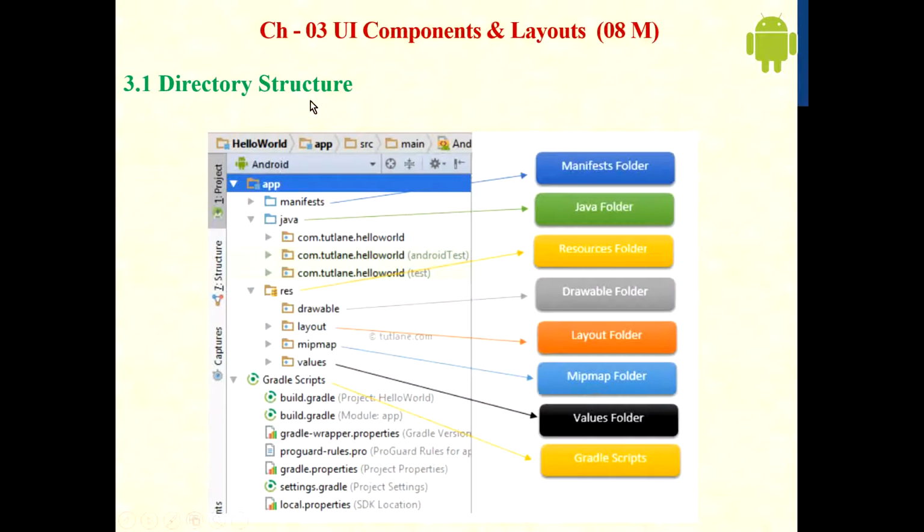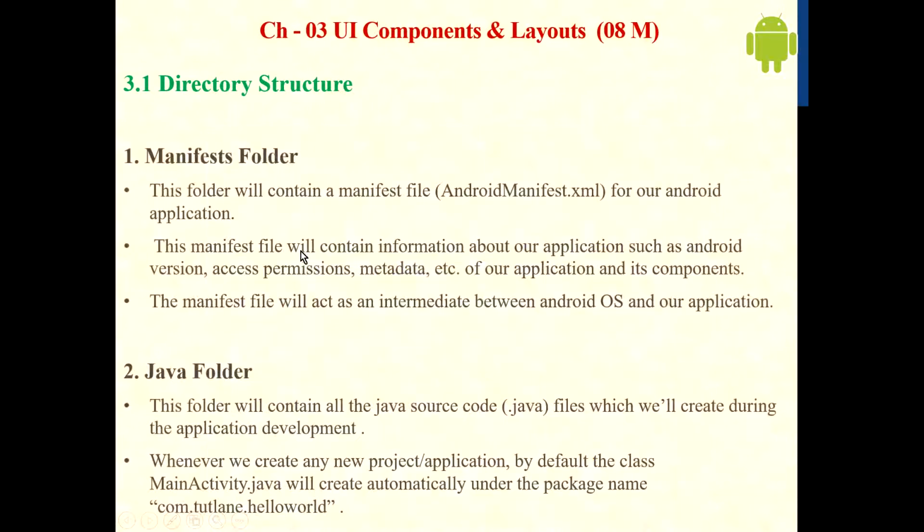Next, we see the directory structure of Android Studio. At the left side the directory structure is displayed. In that there are various folders. The first folder is the Manifest folder. The second one is the Java folder, then the RES folder, and in the RES folder there are different folders: drawable, layout, mipmap, and values. We see the description of all this in the next slides. So this is the basic directory structure of Android Studio.